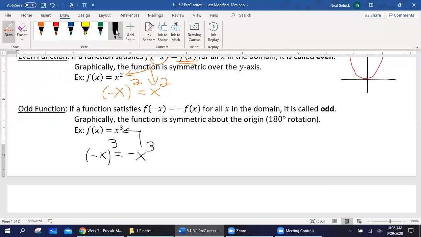And odd functions have an origin symmetry, which is a rotational symmetry. X cubed looks something like this, or a drawing of it. But if I turn that 180 degrees, it's a mirror image of itself. So that's just a quick little review of what even and odd functions are.